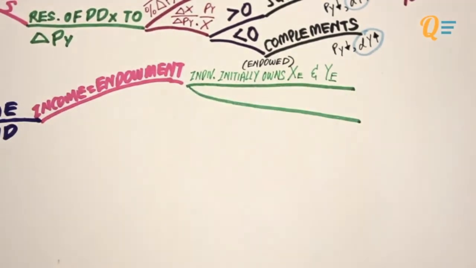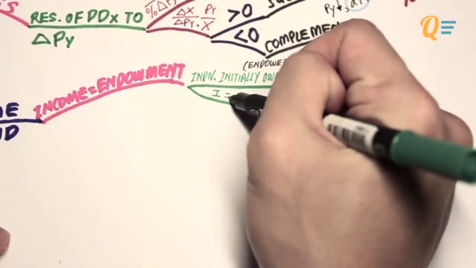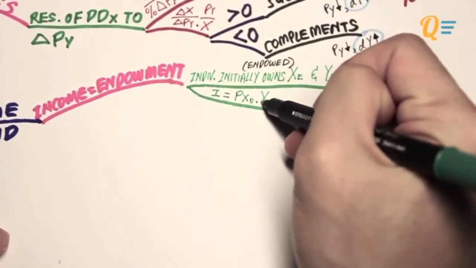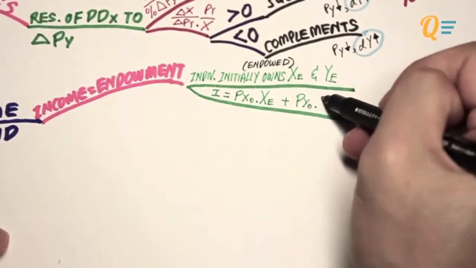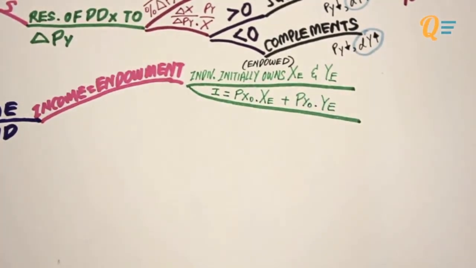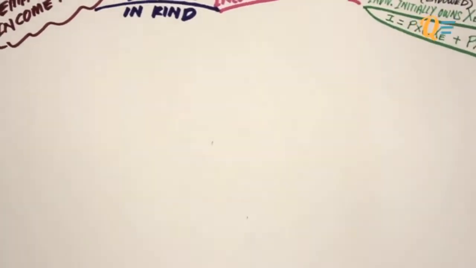So the question you're going to ask yourself is, then how do we calculate this income? It is basically the price of X multiplied by its initial amount of X plus the price of Y multiplied by his endowment of Y.